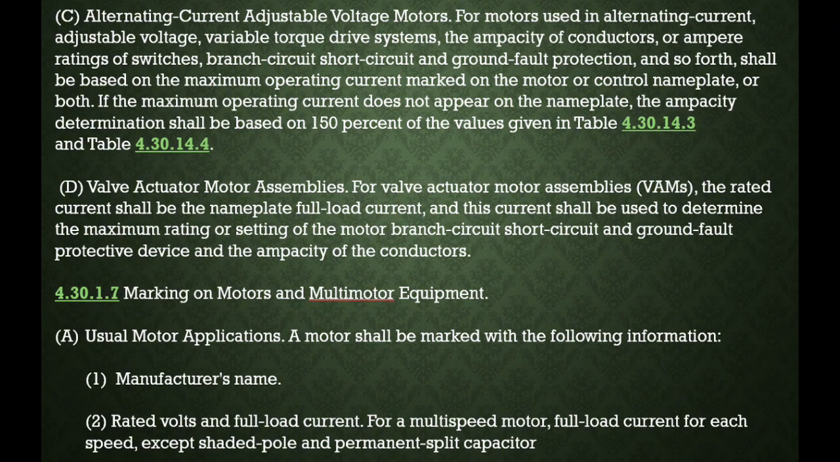For this slide, it covers AC adjustable voltage motors and valve actuator motor assemblies, or VAMs. For AC adjustable voltage motors, use the maximum operating current on the nameplate. If unavailable, use 150% of values from tables 4.30.14.3 and 4.30.14.4. For VAMs, use the nameplate full load current. Also, motors must be marked with the manufacturer's name and rated volts per full load current.